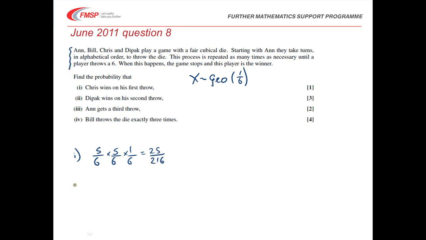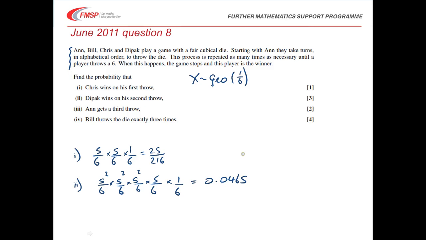So Deepak wins on his second throw. So let's think about what's got to happen. Anne's got to lose, Bill's got to lose, Chris has got to lose, Deepak has got to lose, then Anne, Bill, Chris have to lose again, and then Deepak has to win. Okay, so that's quite nice, and then you can calculate that through to give you 0.0465. So you get 3 marks for that, and again it's just about going through the process more than anything else.